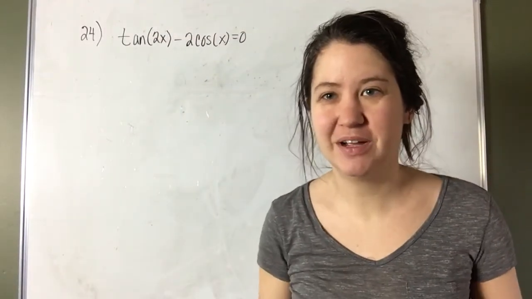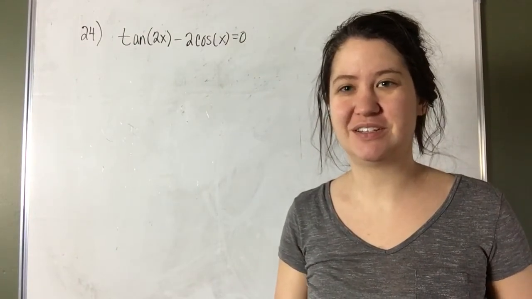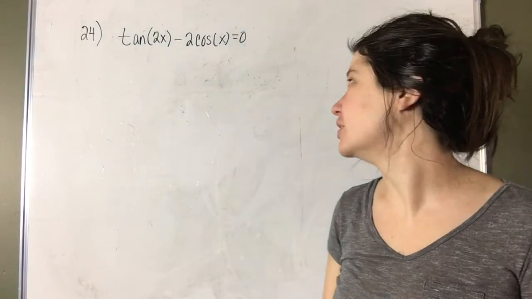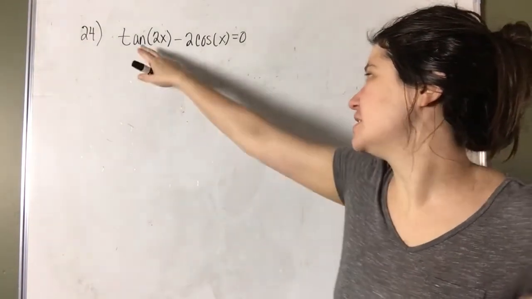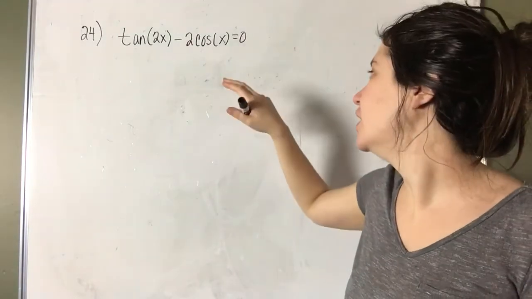Hey guys, I got a homework question about number 24, and it's a particularly difficult problem, so I figured I would make a video to help everyone out with it. It starts off as tangent of 2x minus 2 cosine of x equals 0.